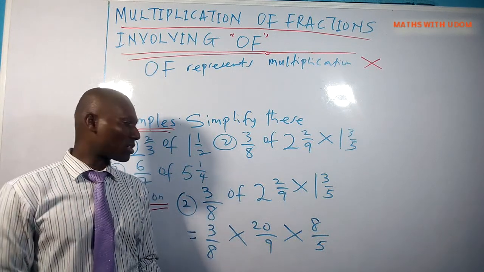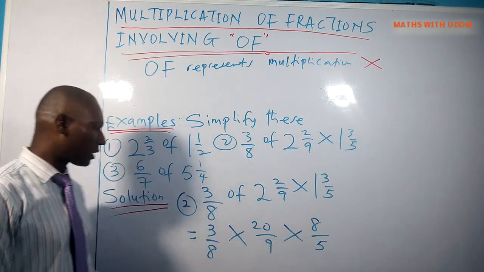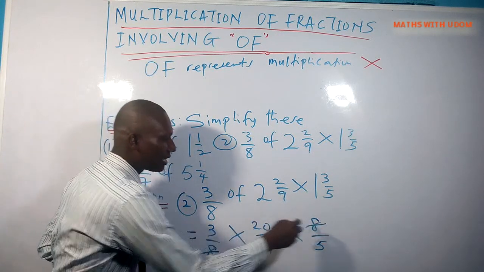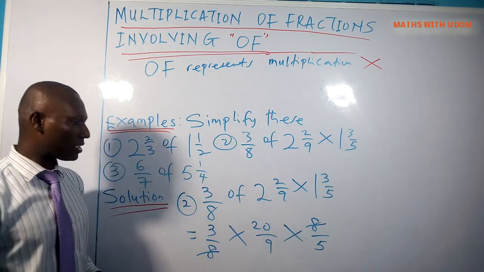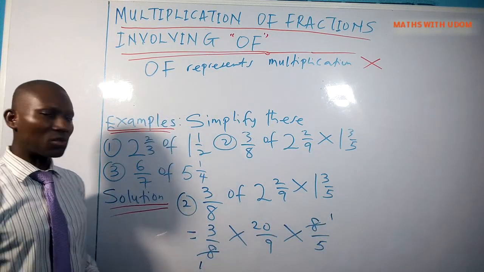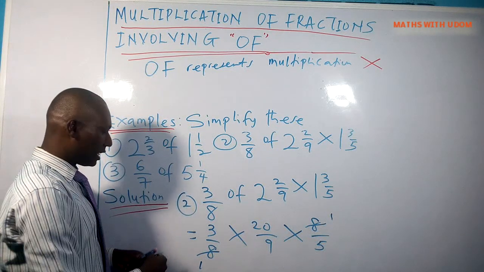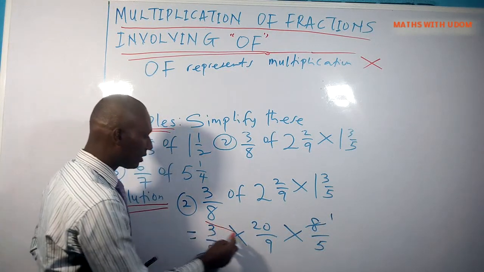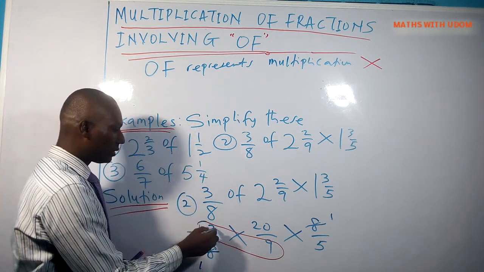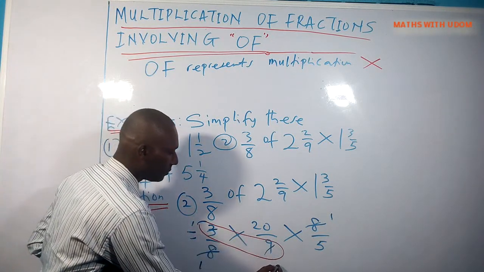So the next thing we do here is we look for opportunity for cross cancellation. So what and what cross and cancels each other? Okay, so from here 8 and 8 cancel each other, because they are common factors. So 8 here 1, 8 here 1. What also cancel each other? Let's look at 3 and 9. These 3 and 9, they cross and cancel each other. Okay, so 3 here 1, 3 here 3.